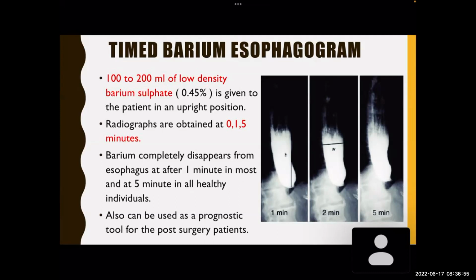Usually the dye disappears after 1 minute of the swallow, and in 90% of healthy individuals the dye gets washed off by the end of 5 minutes. So at the end of 5 minutes, if the height of the barium column still persists, we can suggest the patient most likely has achalasia cardia. Another added feature is that it can also be used as a prognostic tool for post-surgery patients to look for any recurrence.